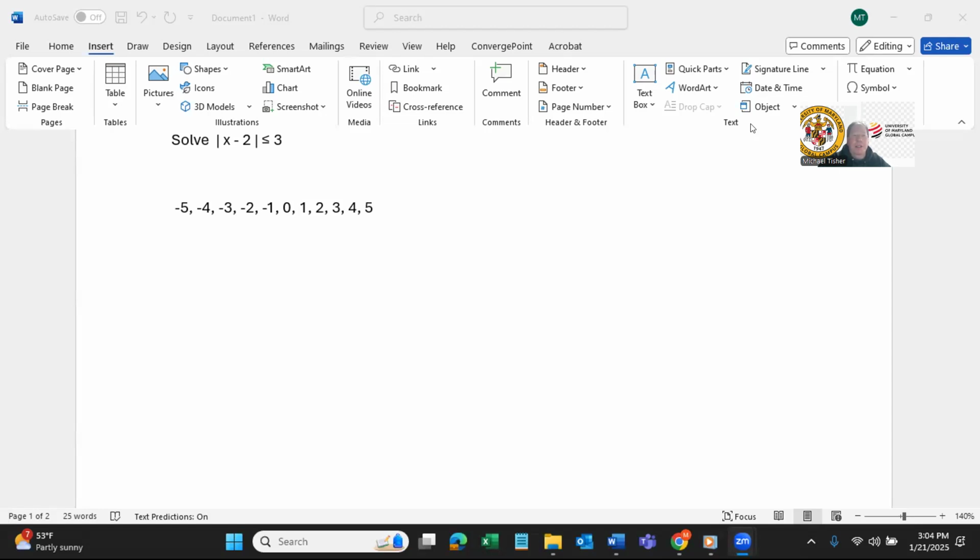Before we do this, notice that we have numbers -5 to 5, and let's use these numbers between -5 and 5 in order to get some kind of idea of which numbers will work and which numbers will not. So let's first start with -5.